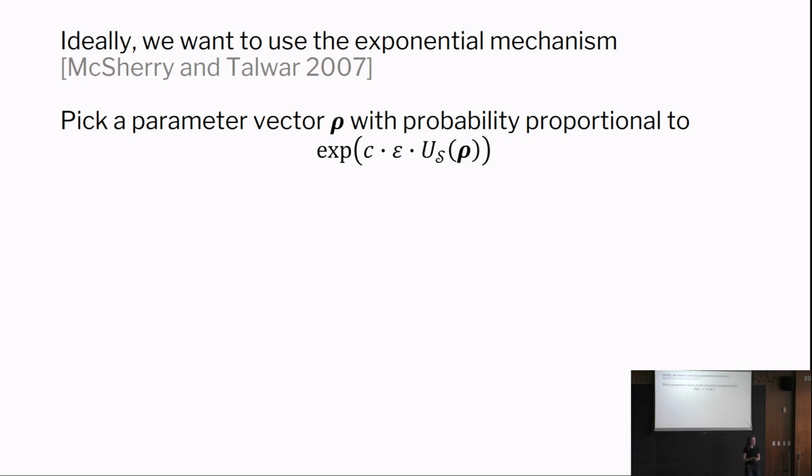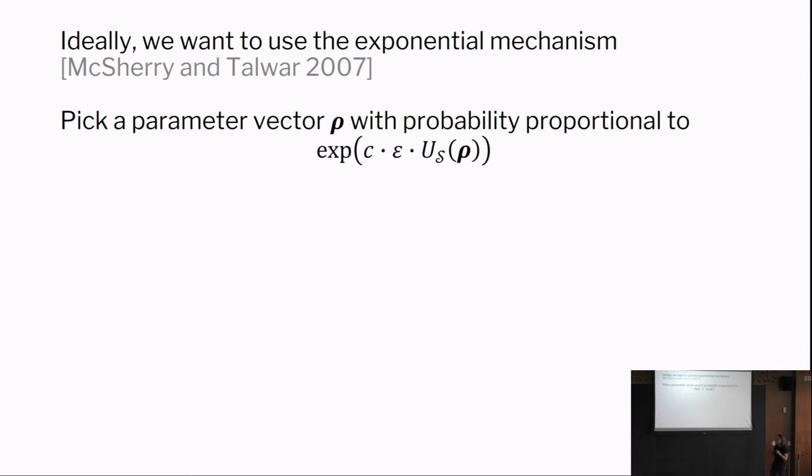One of the nice things about differential privacy is that we don't have to start from scratch every time we want to write a differentially private algorithm. There are all these classic algorithms that we can rely on that preserve differential privacy. And one of those is the exponential mechanism, which was presented by McSherry and Talwar in 2007. The exponential mechanism says, pick a parameter vector rho. Before I was talking about one-dimensional parameter spaces, but now I'm talking generally about multi-dimensional parameter spaces. So pick a parameter vector rho with probability proportional to e to the c times epsilon times the utility at rho. Epsilon is our privacy parameter, and c is something that doesn't matter for the rest of this talk.